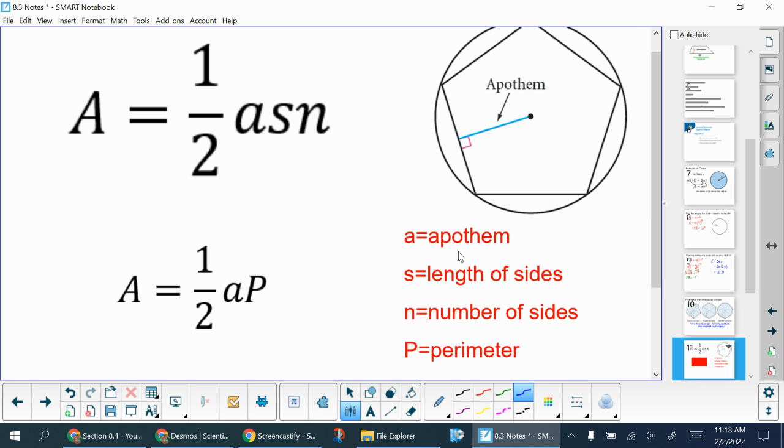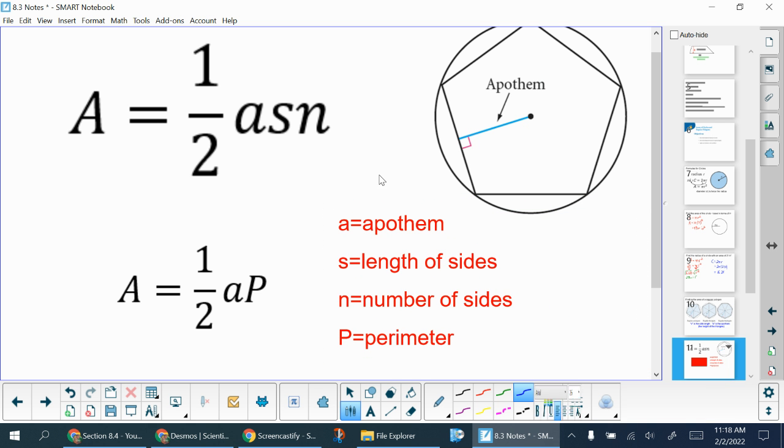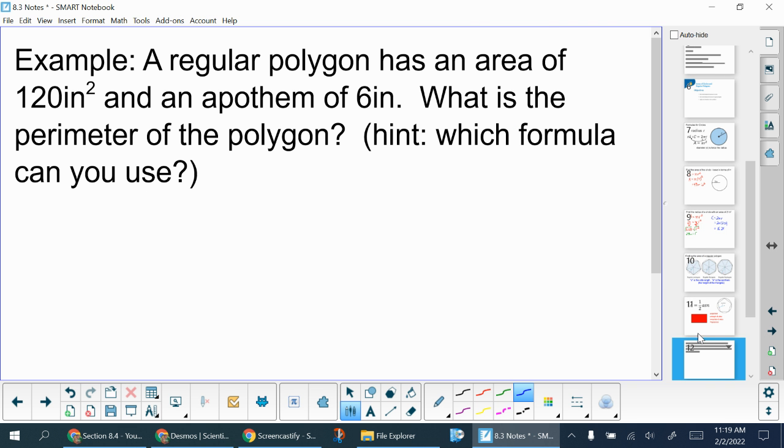And make sure you've written down what those letters stand for. Maybe draw the picture and write this down, because if you get to the test and you go, oh, 1/2 ASN, what's A? It doesn't make any difference if you wrote the formula down, if you don't know that A is the apothem and it's that thing. So pause the video if you need to write those down, and then move on when you're ready.